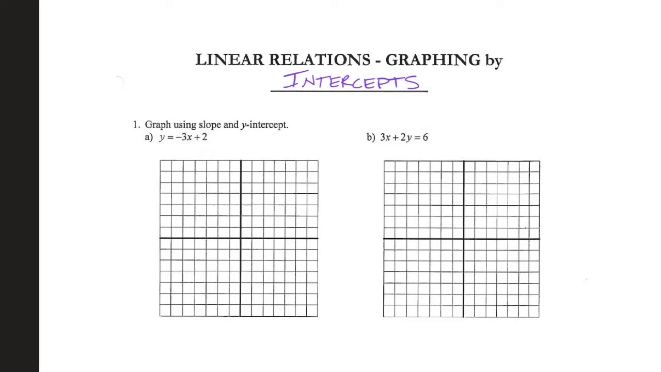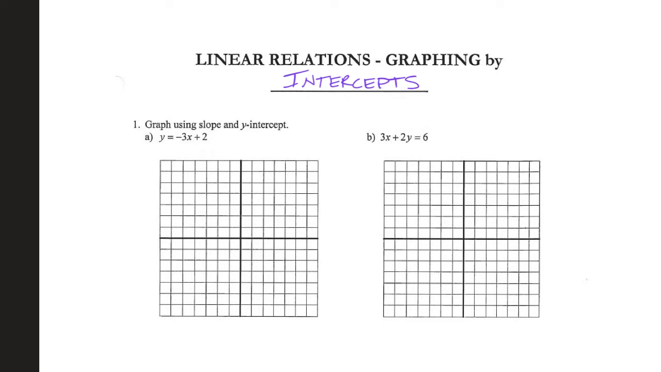But to get things started today, I want to go through a quick review and make sure that we are all good with our previous method to graph. That is graphing by slope-intercept. So take a peek at those two equations that I've put on the screen, and what I want you to do is go through and graph those using slope and intercept, just as in our previous lesson.